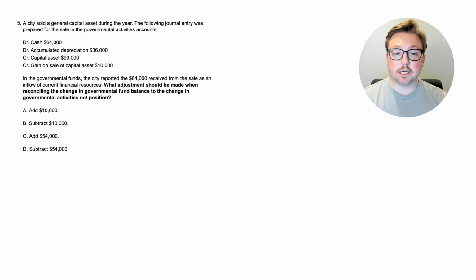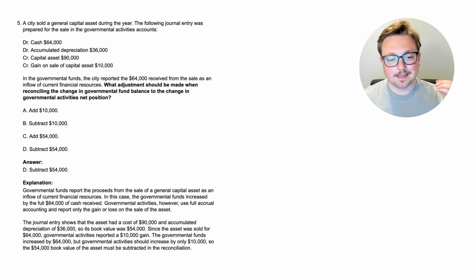A city sold a general capital asset during the year. The following journal entry was prepared for the sale in the governmental activities accounts. So they debited cash for $64,000, debited accumulated depreciation for $36,000, credited capital asset for $90,000, and credited a gain on sale of capital asset for $10,000. So again, what adjustment are we going to be making? This is similar to question 3, but now we're looking at it through the journal entry lens. So pause the video if you can, or if you want, think about this, and when you're ready, we'll look at the answer together. All right, here we are.